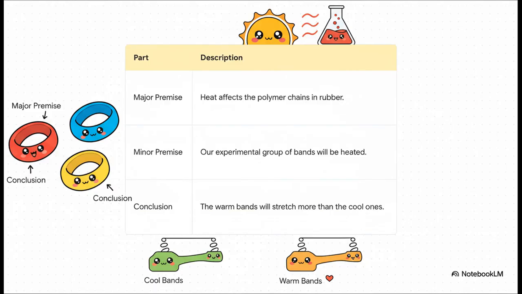Let's run through this with another example super quick. Let's say you're testing rubber band elasticity. Your research, that's your major premise, tells you that heat messes with the polymer chains in rubber. Your specific case, the minor premise, is that you're going to heat up one group of bands.